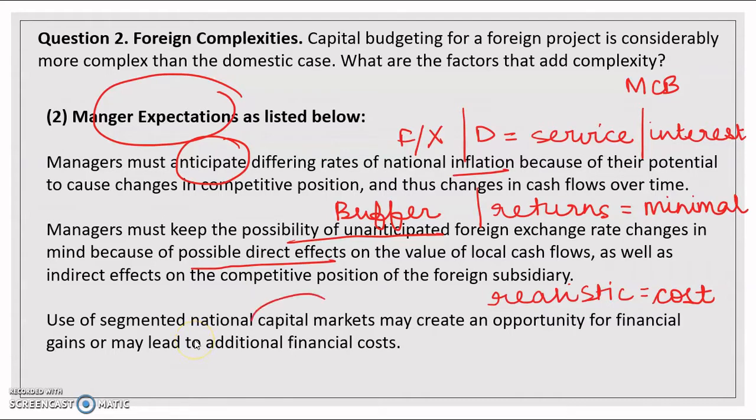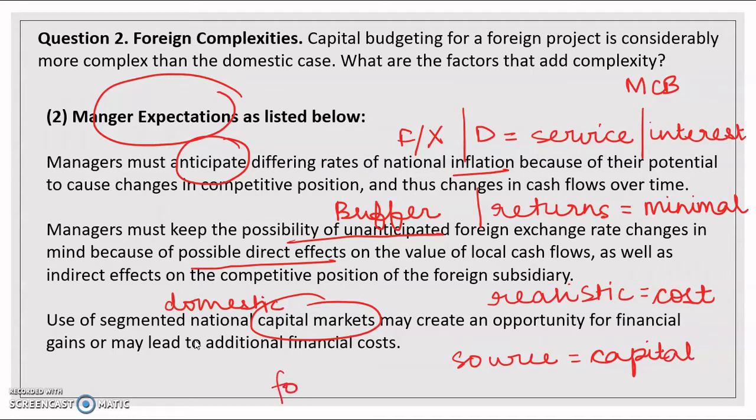The choice of capital market. Is your domestic market segmented? If yes, then how are you going to create the sourcing, right? How are you going to source capital? If it's not segmented and the foreign market where you are investing is segmented or small, then what will be the impact on your cash outflows? Will you be able to remit back enough money to your parent entity?